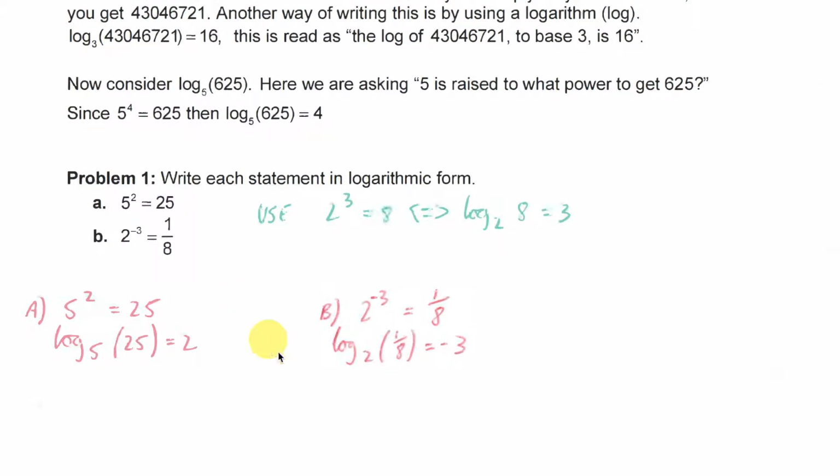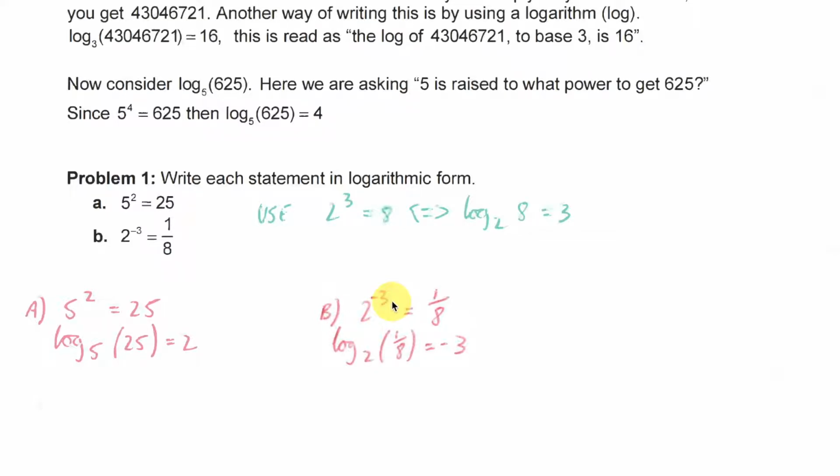Here we go, problem 1. Write each statement in logarithmic form. So I'm going to be making use of this connection. A, 5 squared equals 25. So what I should be able to realise here is that my base is 5, my power is 2, and then the standard form is 25. So there it is. I'm going to start with 5, so log base 5 of the number 25 is equal to 2. In other words, if I start with a 5, I need to raise it to the power of 2 to get myself a 25.